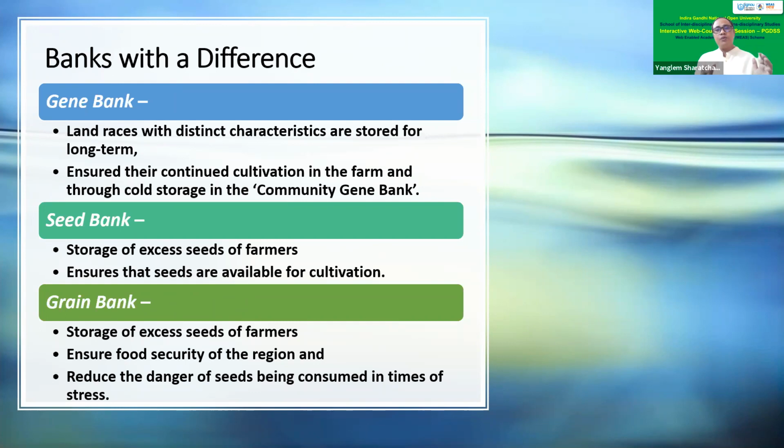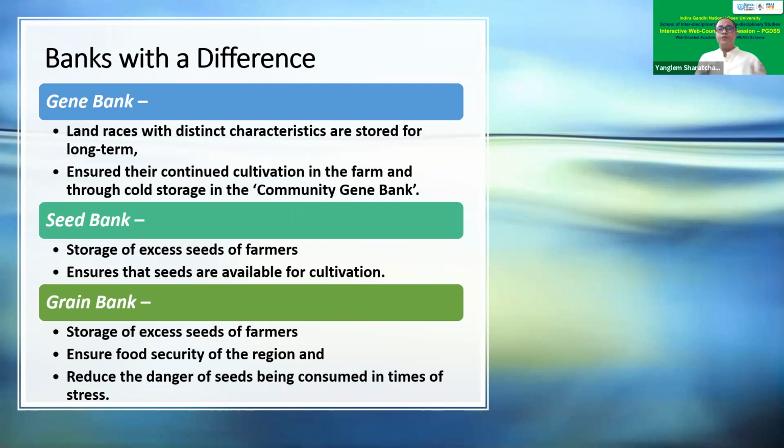When we talk about long-term storage, you are also aware of the loss of agrobiodiversity. How do we minimize the loss of agrobiodiversity? This is one of the options. Seed bank: let's talk about storage of excess seeds of farmers. Some farmers may have excess seeds, right? They may have more production in a year. That can also be stored. When it is properly stored in that bank, it ensures that seeds are available for cultivation for the next crop, right? Then third is the grain bank.